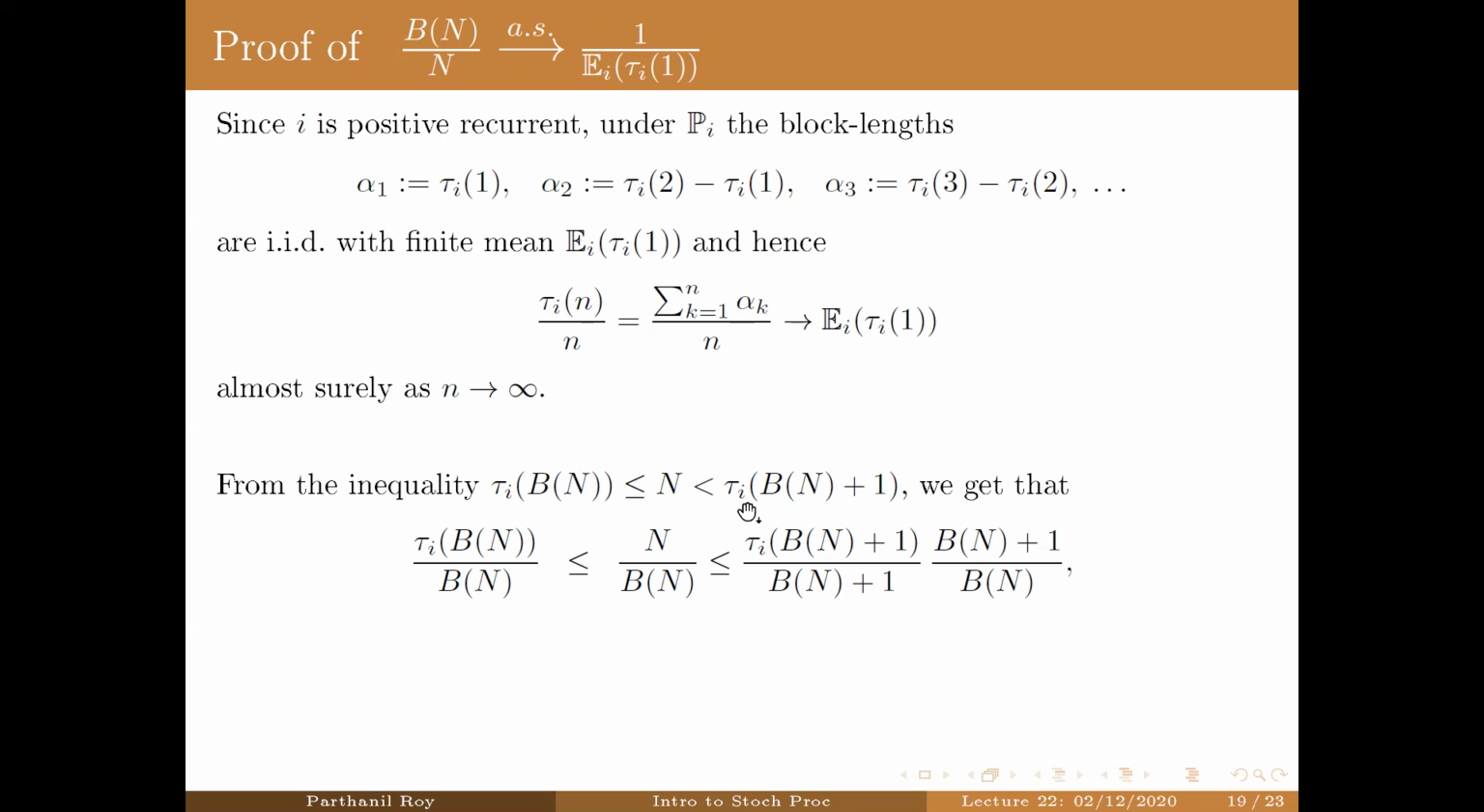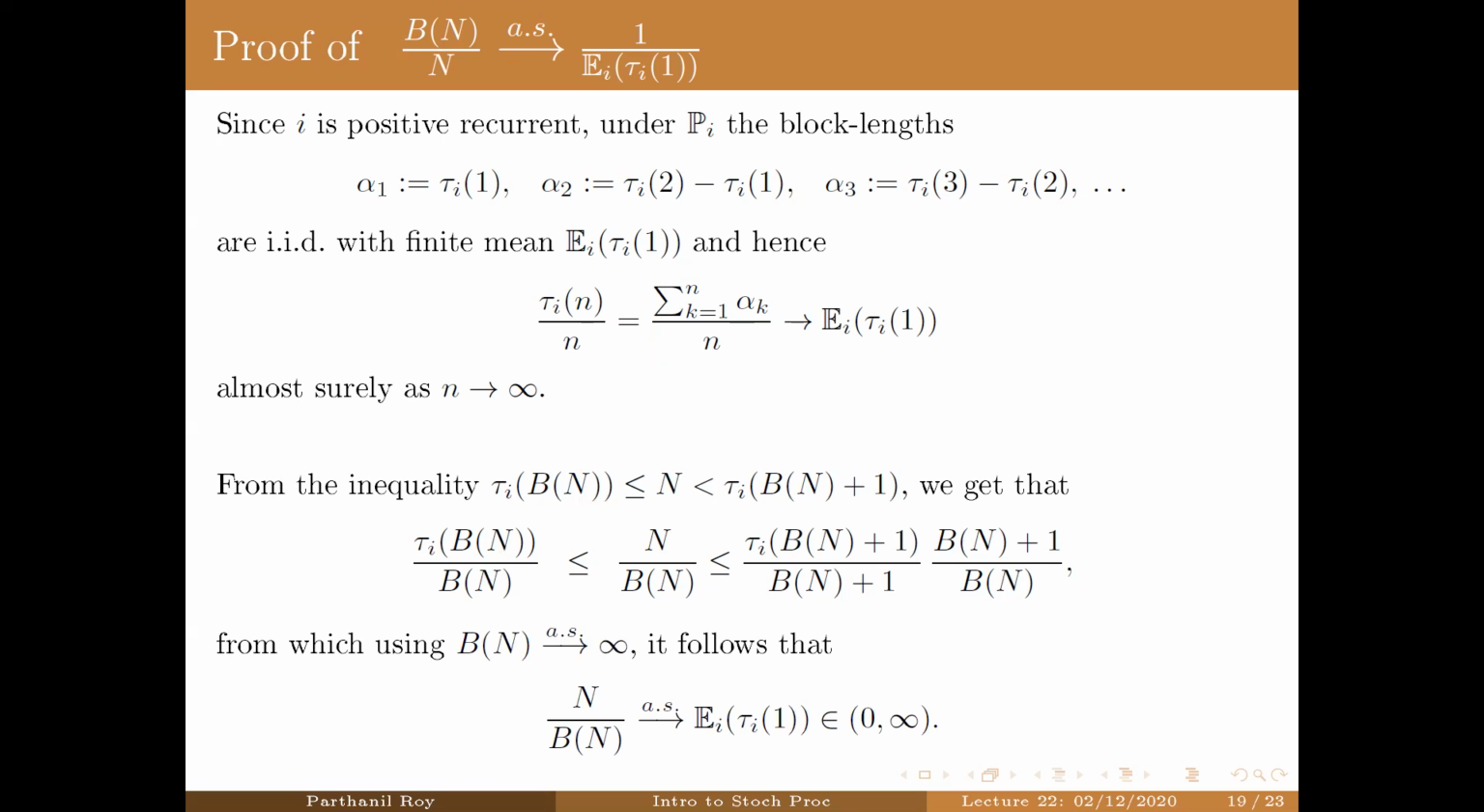So therefore, from this inequality, we just divide by Bn. That will give you tau I Bn over Bn on the left hand side. On the right hand side, you will have this divided by Bn, but then you adjust it, because this is Bn plus 1, you adjust it by Bn plus 1 over Bn. Now we know that Bn converges to infinity, almost surely. That's because I is recurrent. Again, we are just using the fact I is recurrent here. So I positive recurrent is only used to ensure that this has finite mean. Other than that, positive recurrence is nowhere else used in this particular part of the proof.